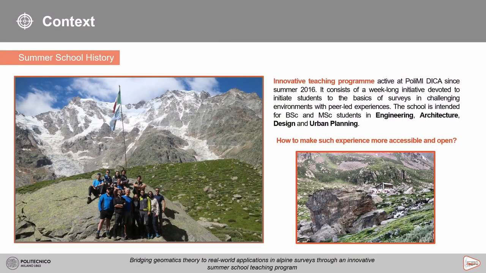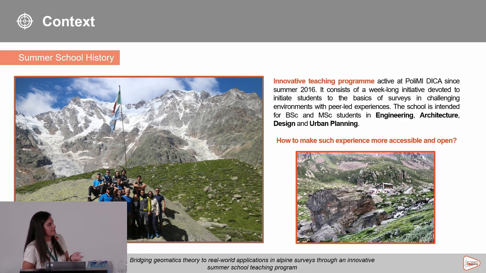The idea was to introduce students to the basics of a survey, because sometimes these data are widely used to understand and study the environment, and to create cartographic products, but sometimes the idea behind how these data are collected, how they are processed and evaluated in terms of data quality is missing when these data are used in a particular project. The idea for next year is also to open the course outside Politecnico. There are some bureaucracy issues at the moment, but the idea is to go in that direction.